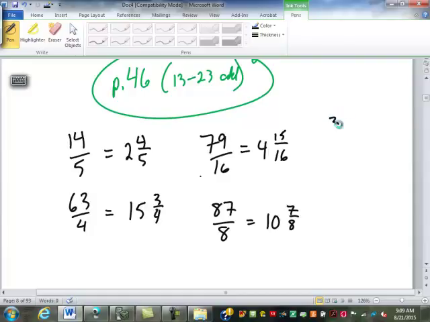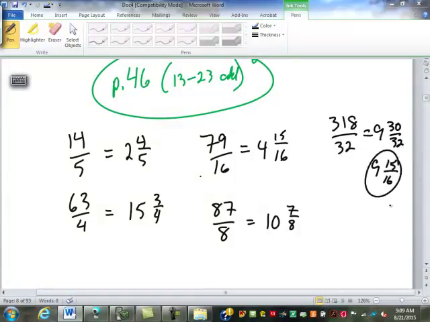318 over 32. Okay, 9 and 30/32, but you'll see there's something more we can do there. Yeah, 9 15/16. Very good. 23, 451 over 64. Perfect, 7 3/64. So that one's a tougher one.